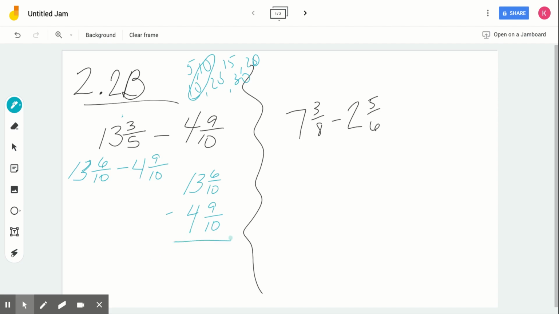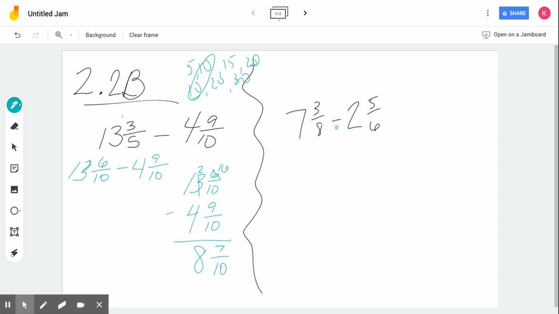So when we do this, we're going to borrow from the 13 and it becomes a 12. Now we're adding a whole amount to the 6. The whole amount is the number in the denominator. So 10 plus 6 makes this 16 over 10. So 16/10 minus 9/10. 16 take away 9 is 7 out of 10. 12 take away 4 is 8. So our answer here would be 8 and 7/10.